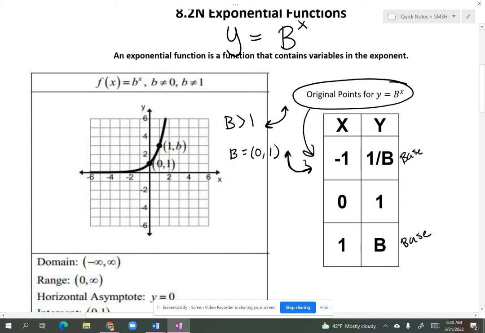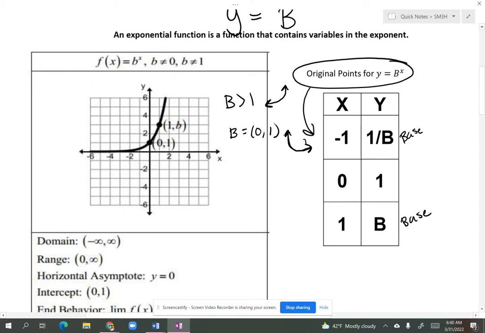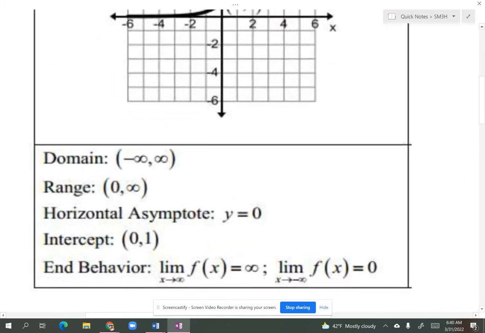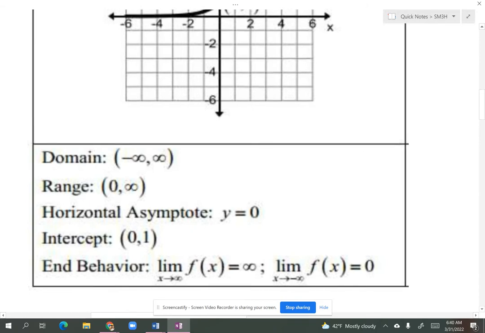Okay, so just to be mindful, a couple special things about exponential functions. The domain is everything. You can plug anything in as an exponent. But the range is from 0 to infinity, though that will change based on our transformation. It is 0 to infinity because you cannot get anything smaller than 0 when you're raising a whole number to an exponent. Exponents don't make anything negative.